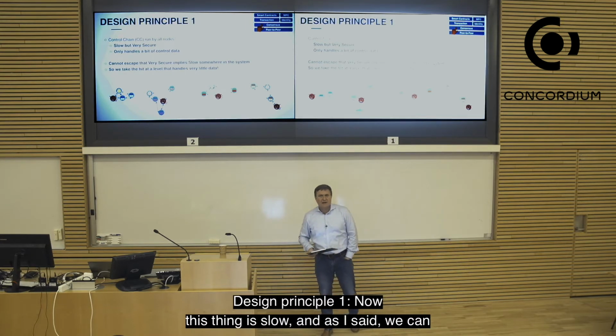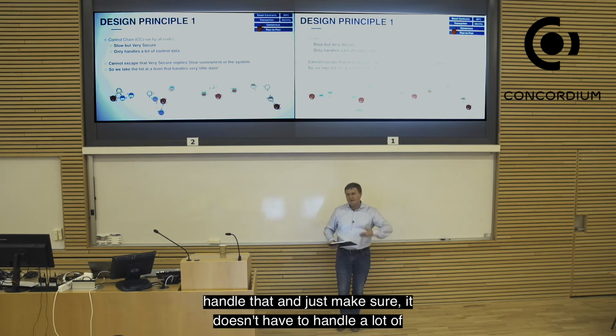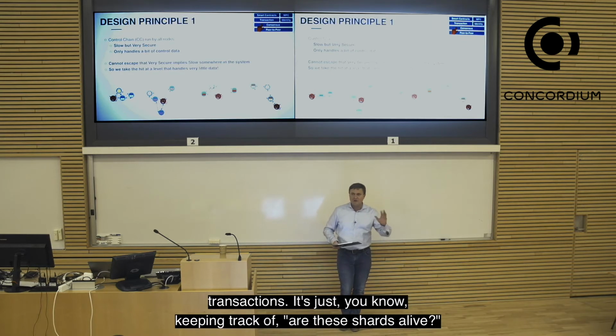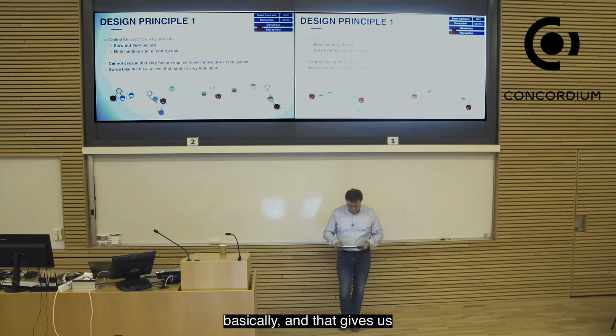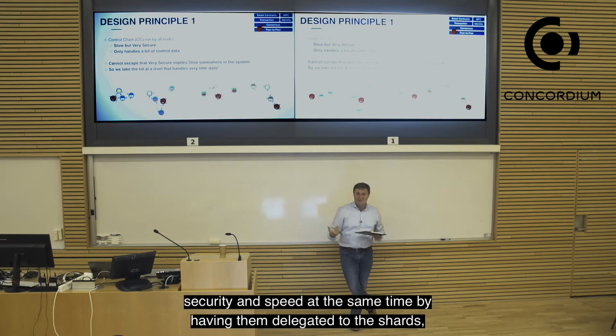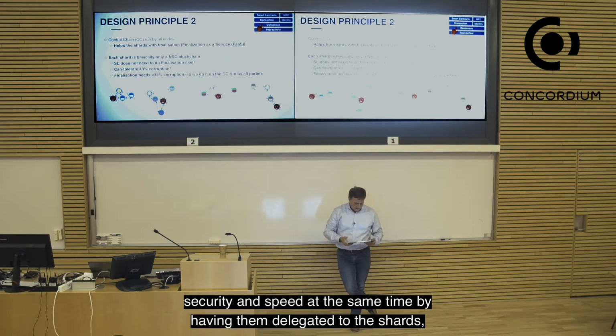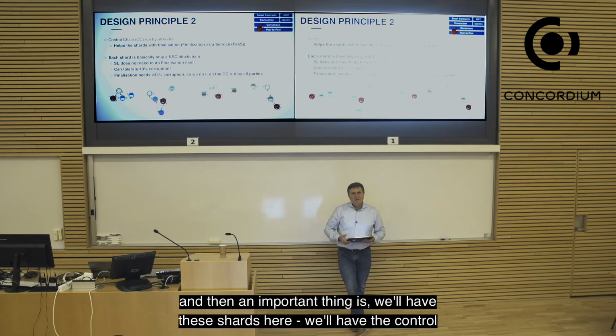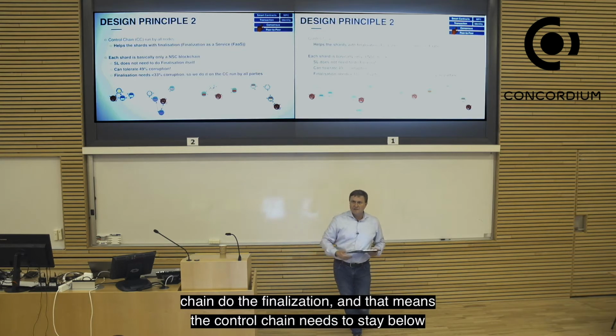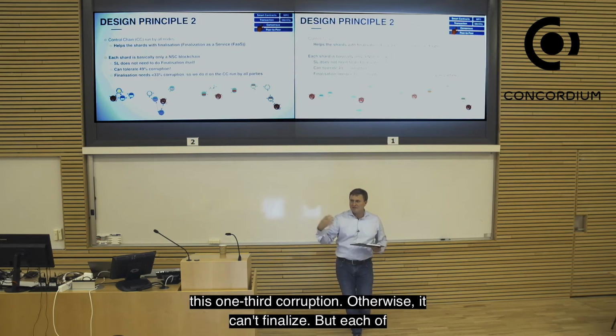And as I said, we can handle that and just make sure it doesn't have to handle a lot of transactions, right? It's just keeping track of whether these shards are alive, basically. That gives us security and speed at the same time by having then delegated to the shards. And then an important thing is we have these shards here. We have the control chain do the finalization. And that means the control chain needs to stay below this 1/3 corruption, otherwise it can't finalize.